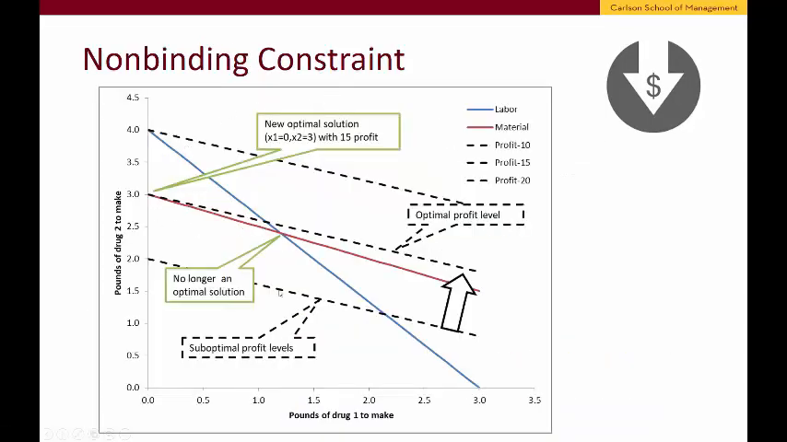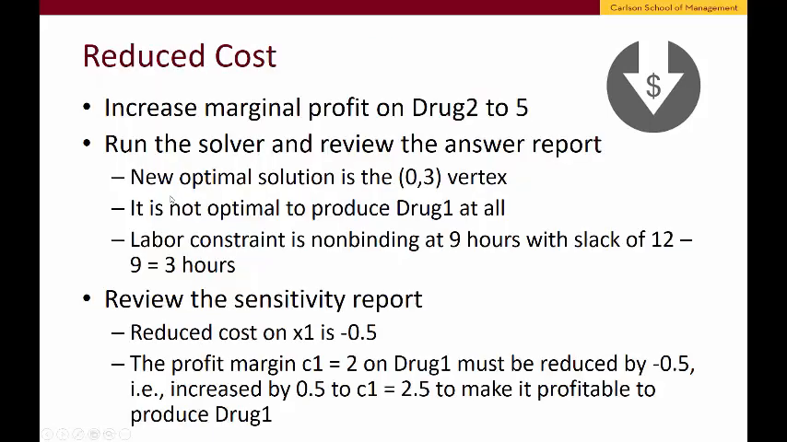Because of this tilt, as you're moving these contours up, the last point that they will touch in the feasible region, bounded by material and labor constraint, is going to be 0, 3. So the new optimal solution is now the 0, 3 vertex, which basically states that it's not optimal to produce drug 1 at all. So drug 1 is at the 0 value.